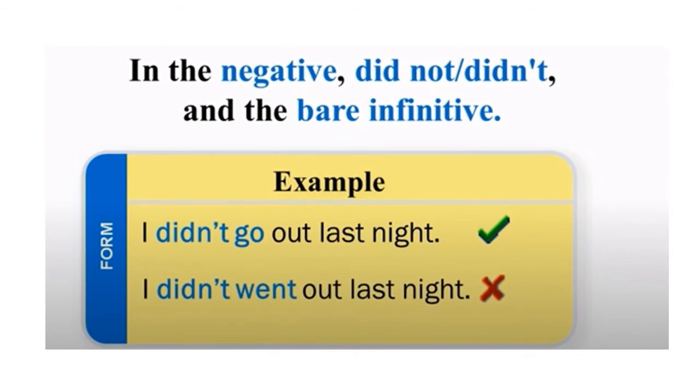For example, this is the base form of the verb ir. El verbo ir es go, ¿verdad? Pero si ya aparece el auxiliar didn't, el verbo se mantiene en su forma base, se queda en go. Entonces diré, I didn't go out last night. Yo no salí la anterior noche.